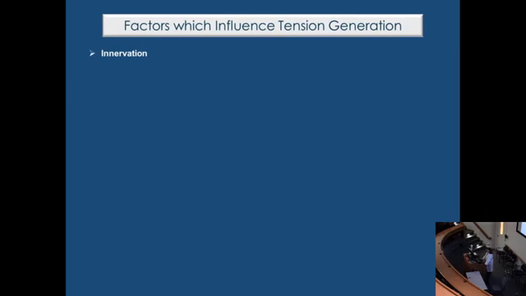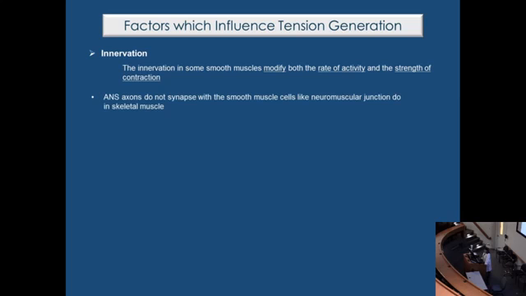Okay. So as I said, another factor that influences contraction, that influences tension generation, is the innervation. And I think that probably you already reviewed this in your previous lecture, in your ANS lecture. And actually the innervation will modify the rate of activity and the strength of contraction. That would be the way of regulation.